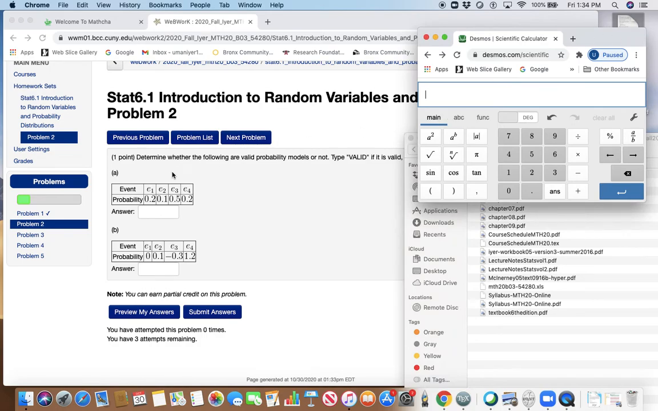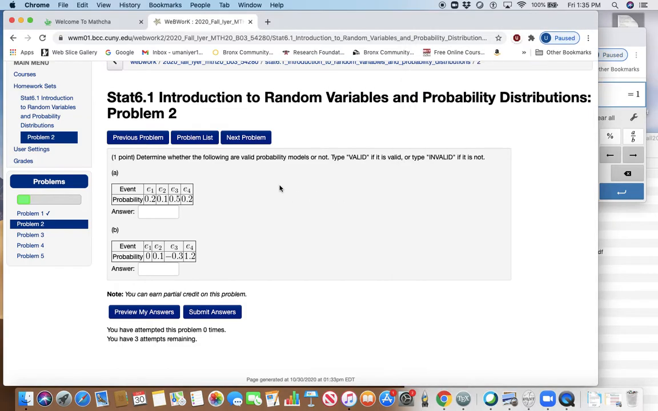There. So 0.2 plus 0.1 plus 0.5 plus 0.2. It does equal 1. So this is valid. All right, it is valid.